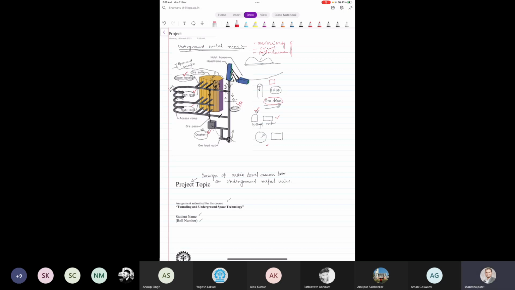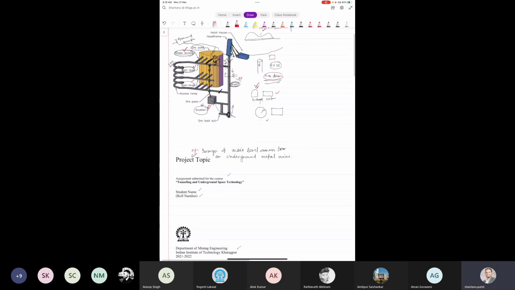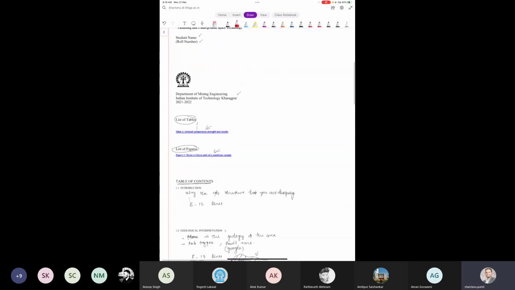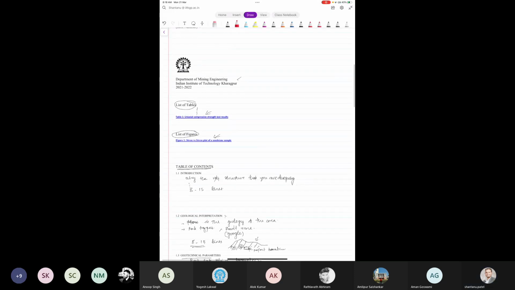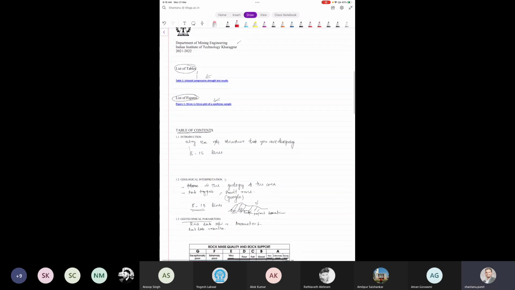Now this is an example of your project title, how it will look. For example, this is a design of main level access for an underground metal mine. Main level means this one, so we are designing one of these. And then I told you how the report should be arranged and look. I'll be sharing a Word copy of this with you.